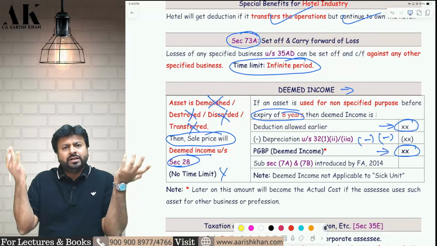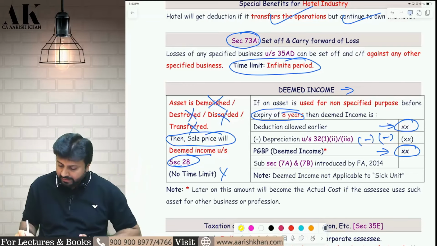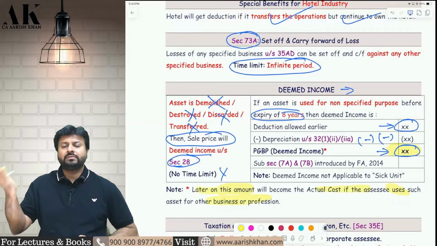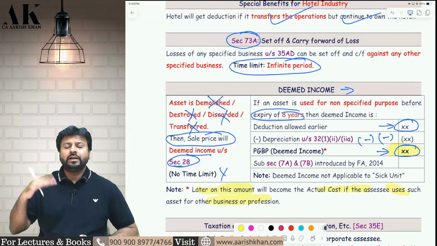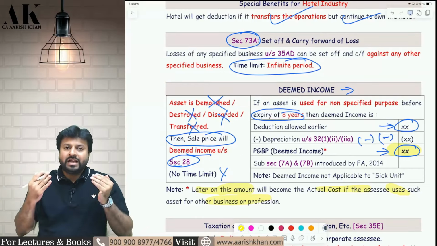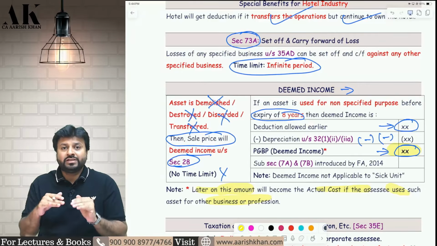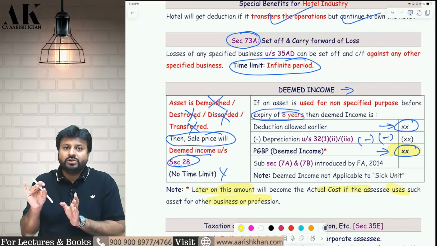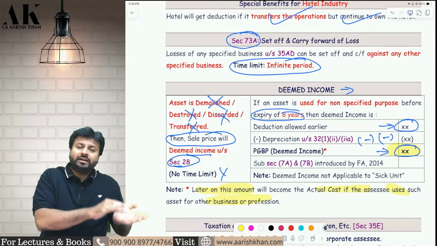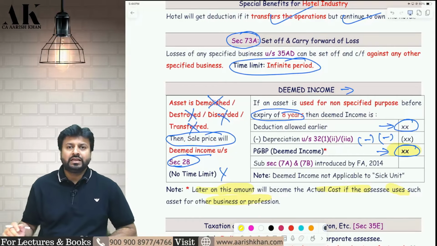You can use that asset for any purpose now, because once you have borne the burden of deemed income, that asset is free. Later on, this amount, which is the deemed income, will become the actual cost for you for other business and profession for which the asset is used, and you can claim depreciation on that amount. Okay, so again I am saying, 100 crore asset I purchase, I claim 100 crore deduction under 35AD. Then after 2 years I am misusing the asset, so 100 crore minus 2 years depreciation will become deemed income. I have to pay tax on that immediately, and then later on, whatever is the deemed income will become the actual cost for my other business for which I can claim depreciation.